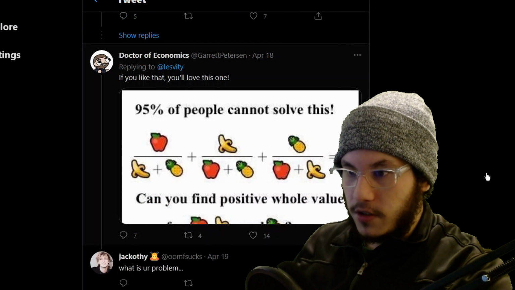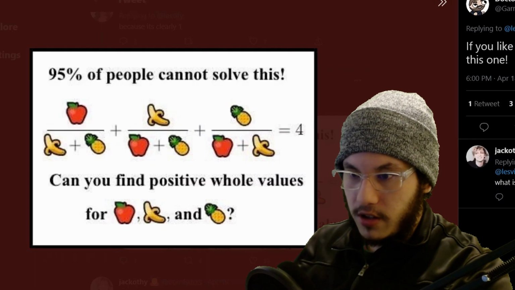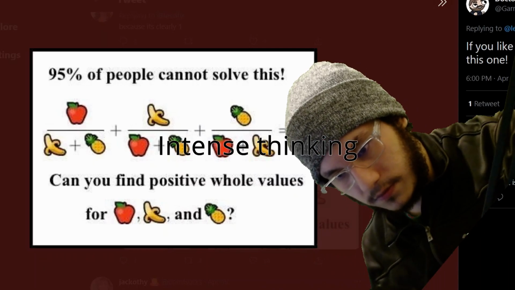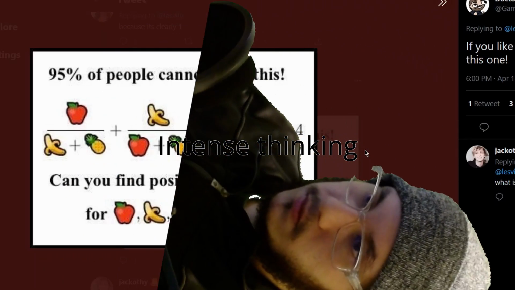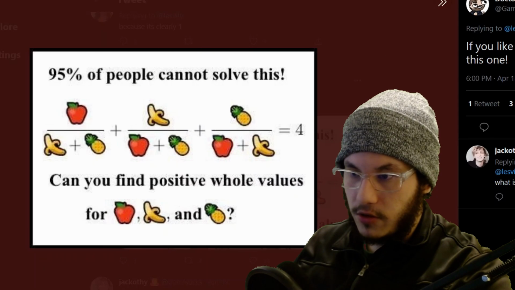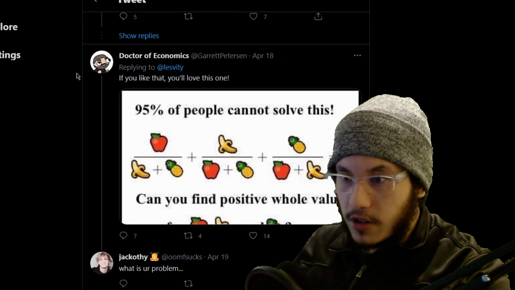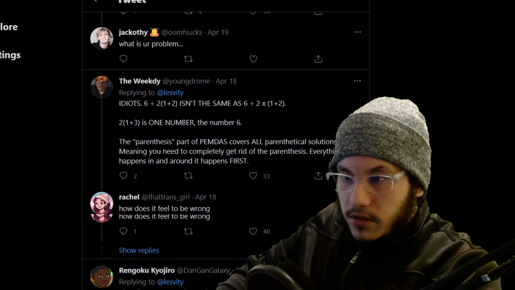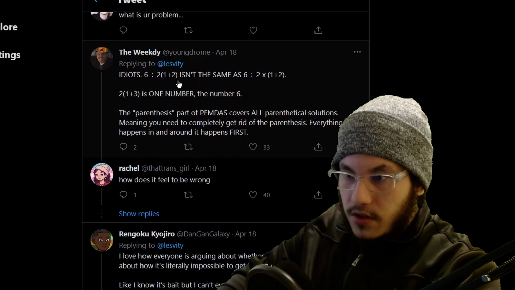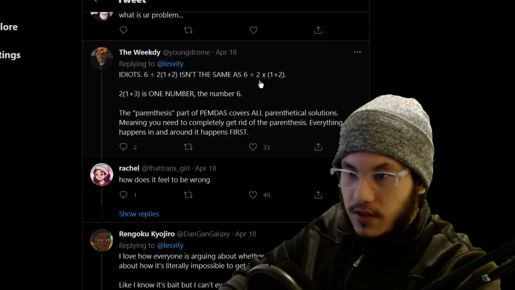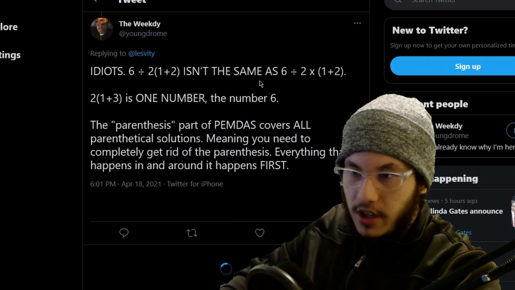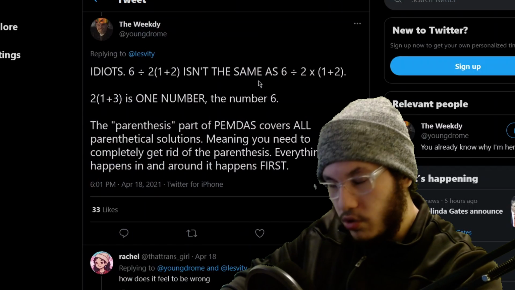Solve this for fun, you know? Let's see, can I do it in my head? Can you find positive whole values for... There's a way of doing this, I don't care. Yeah, no, it can't be fucked. 88.6 does not, isn't this, yes it is. It is, I hate to break it to you, but it really is.